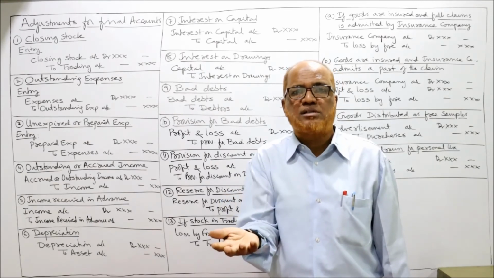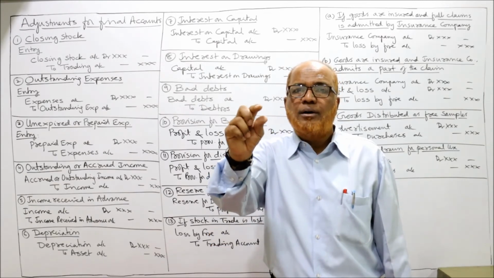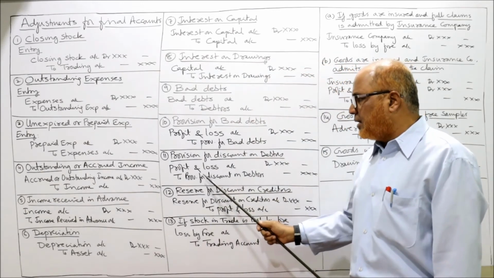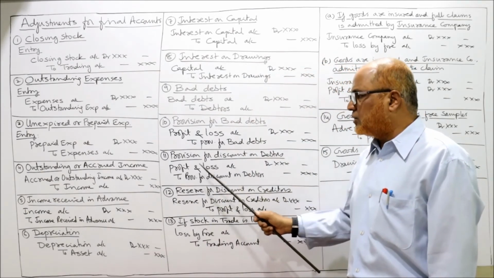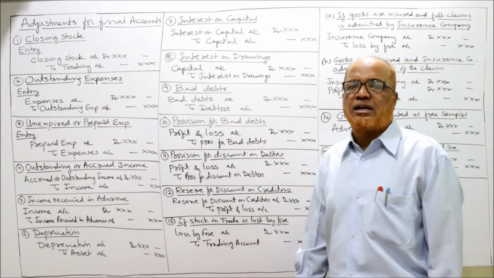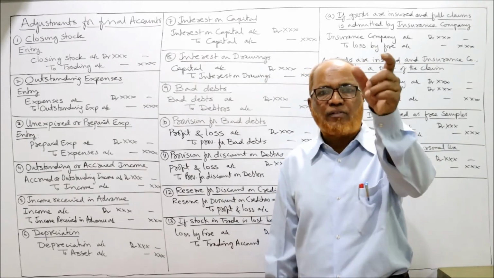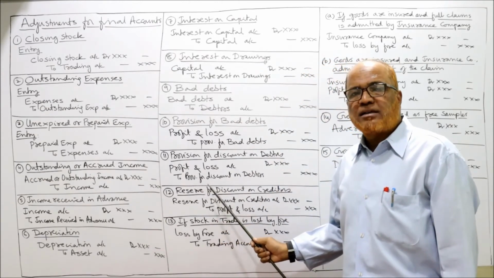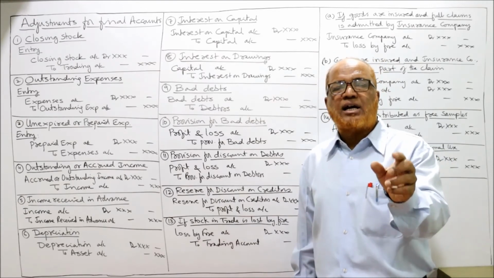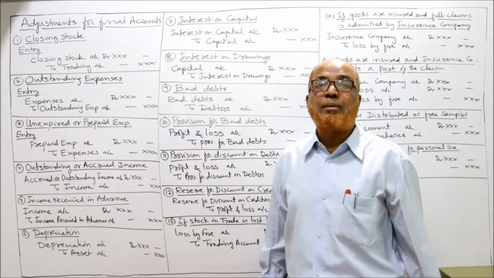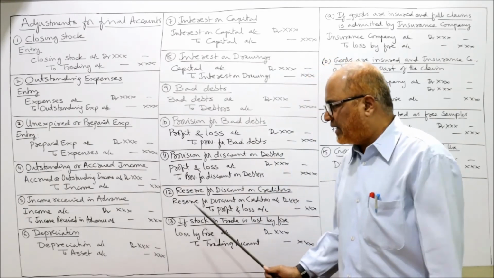It is a loss to the business. So we will debit provision for discount, also called reserve for discount on debtors. Profit and loss account debit side, provision for discount on debtors credit side. It's a loss to the business, so profit and loss account will be debited. This is the entry. What is the impact? This provision for discount on debtors will be debited to the P&L account, and it will be deducted from debtors on the asset side of the balance sheet.